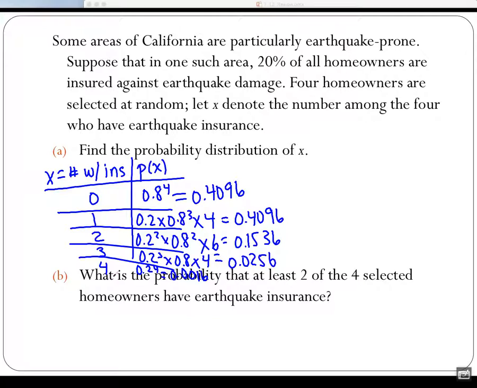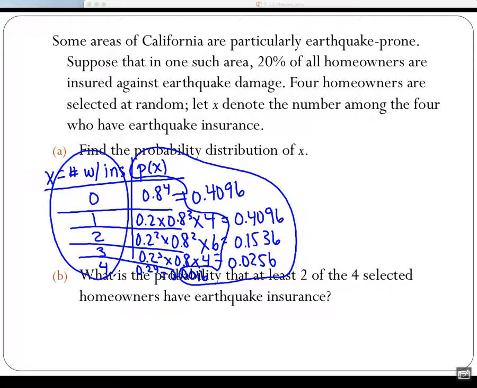Okay, so your probability distribution is this, and then those numbers right there. I just ran out of room, which is why it looks so messy. Those have to sum to 1. So if yours did not sum to 1, then you did something wrong.